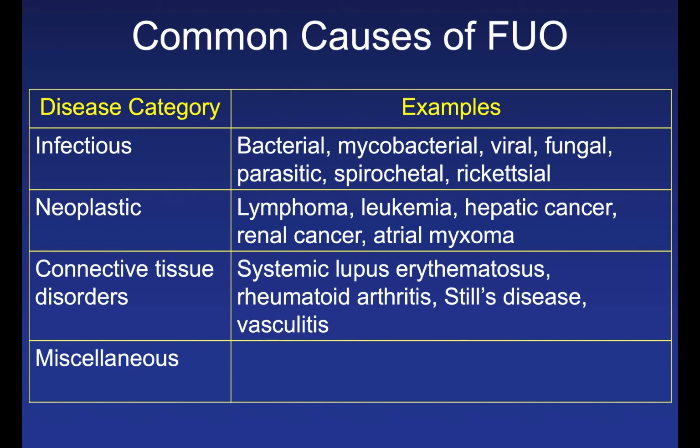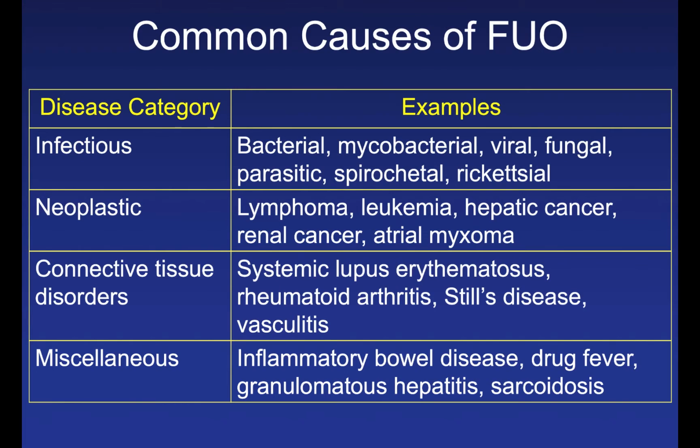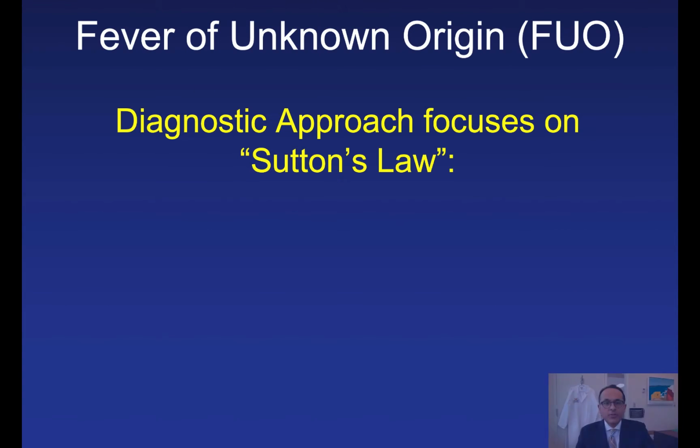Connective tissue disorders include things like lupus, rheumatoid arthritis, Still's disease, and the various types of vasculitides: small vessel, large vessel, medium vessel vasculitides. And then miscellaneous causes would be things like inflammatory bowel disease, drug fever, granulomatous hepatitis, or sarcoidosis, which can involve almost every organ system and can present as an FUO. So there are many different diagnostic approaches to fever of unknown origin.